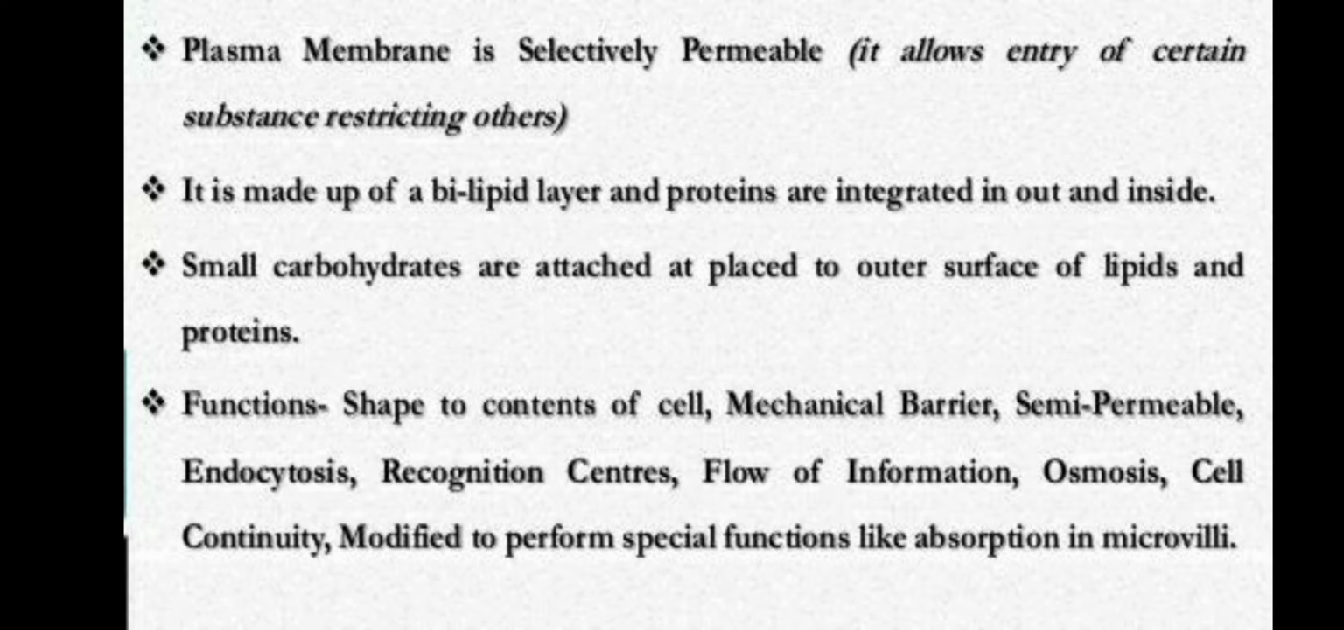So plasma membrane is made up of a bilipid layer, two layers of lipids. Lipids are fat. So two layers of lipids are present in plasma membrane, and in this lipid layer proteins are embedded. Plasma membrane also consists of carbohydrates which are attached with the lipid layer. So the structure of plasma membrane was proposed by Singer and Nicholson in 1972. They proposed the fluid mosaic model of plasma membrane.